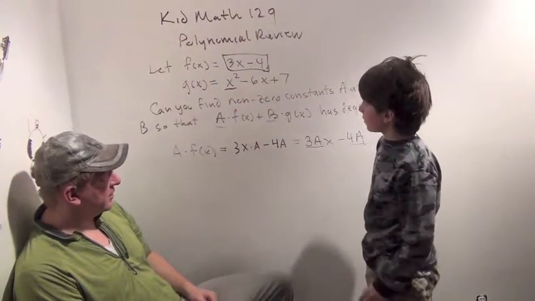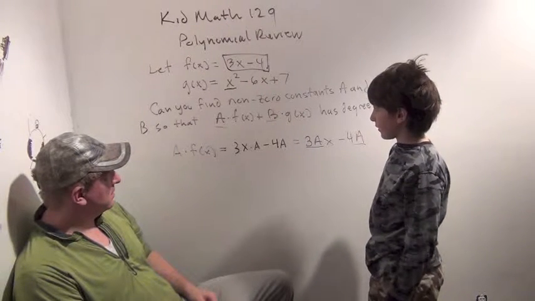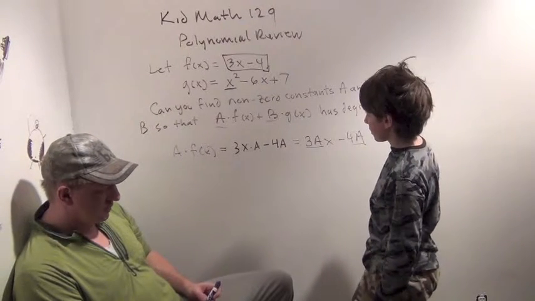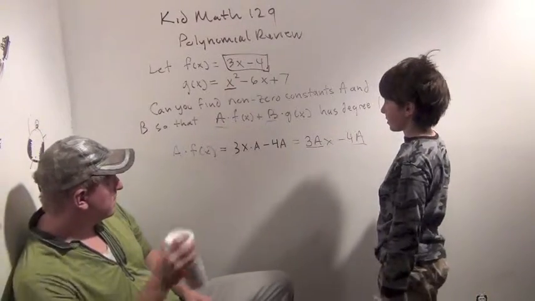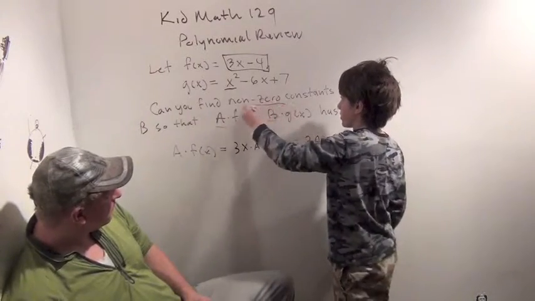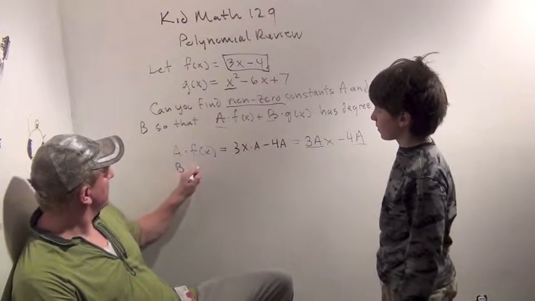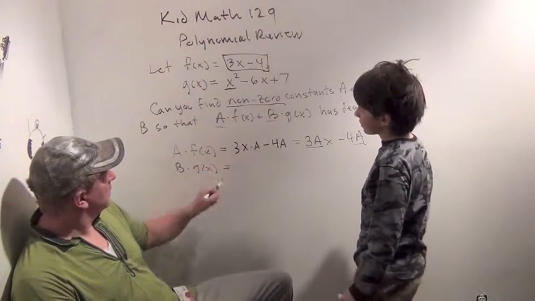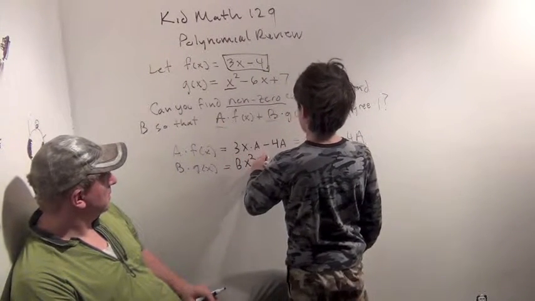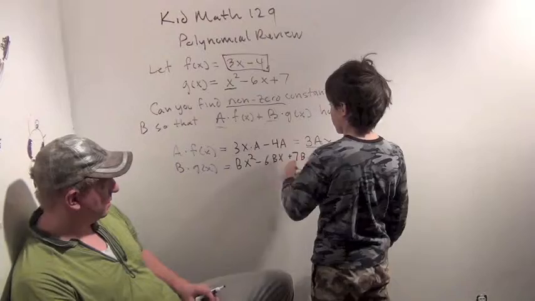How are we going to lower that degree? Well, we can't multiply by a variable. The only way this could work for a constant would be to have 0 times this. But it said non-zero. So what is b times g of x going to be? Can you write that out for me? It's bx squared minus 6bx plus 7b. Okay, very good.